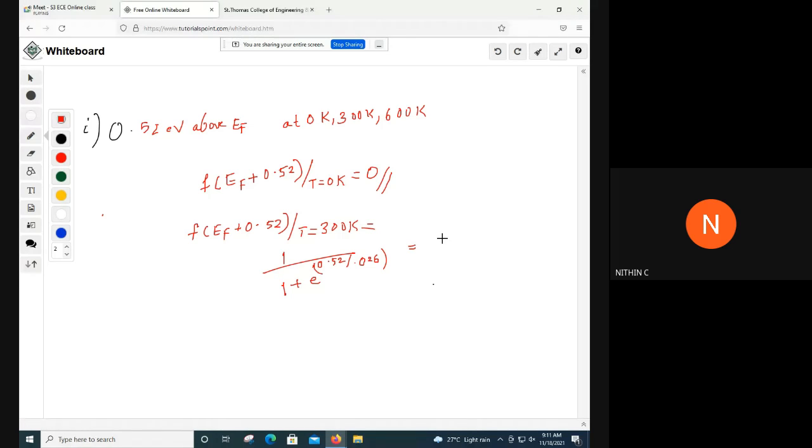So as you said, the answer is 2.061 into 10 raised to minus 9. So this is the answer. You can quickly do the next part also, 600 Kelvin, you can easily do that. Now you can speed up because you have done so many types of this one. You need to find f of EF plus 0.052 at T equal to 600 Kelvin. You have found out all the values except the denominator. That will be 0.052.